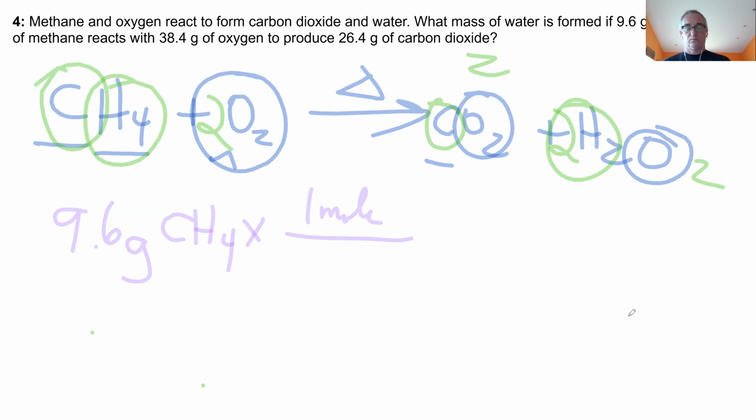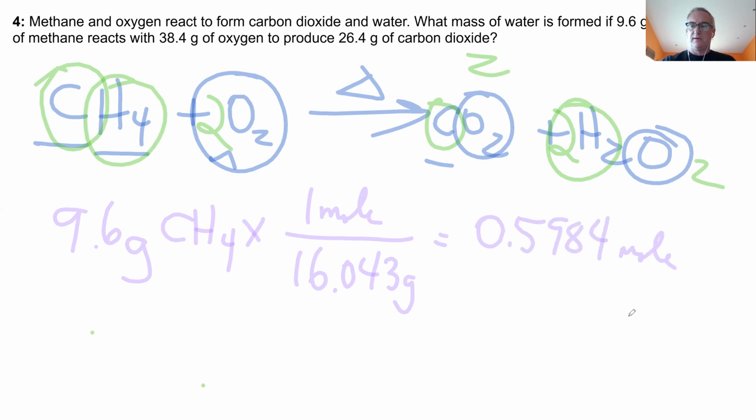So it is 16.043, which is 16.0 is enough. So how many moles is that? That is 9.6 divided by 16.043, which is 0.598 39, etc. All right, so we have that many moles of CH4. If you have that many moles of CH4, how many moles of water are we going to make?